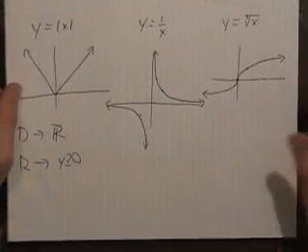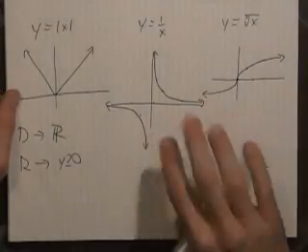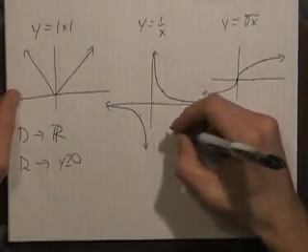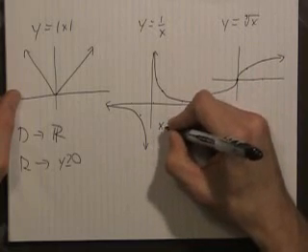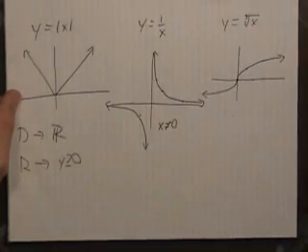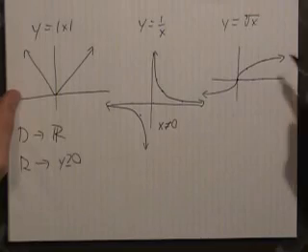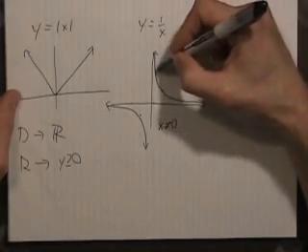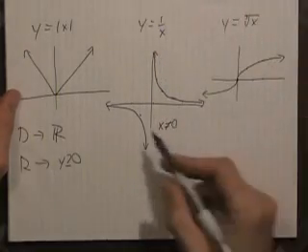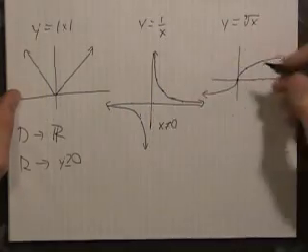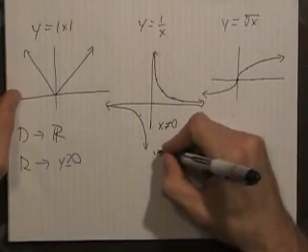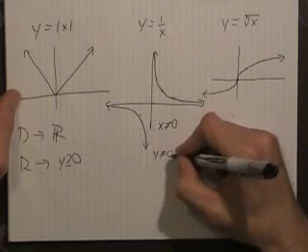I left out the domain. The domain for 1 over x is, you would say all real numbers but 0. I'm happy with x does not equal 0, can't divide by 0. And the range, you see that the outputs hit every positive value and every negative y value, but 0 is not in there. So you would say the range is everything y does not equal 0.